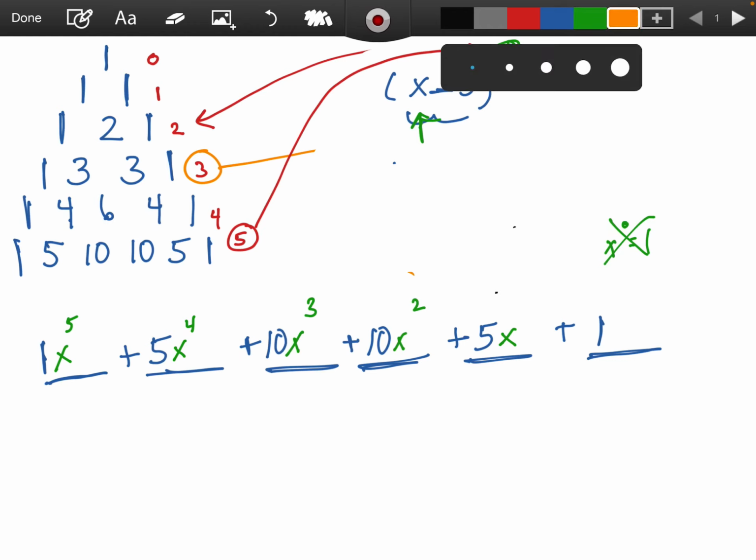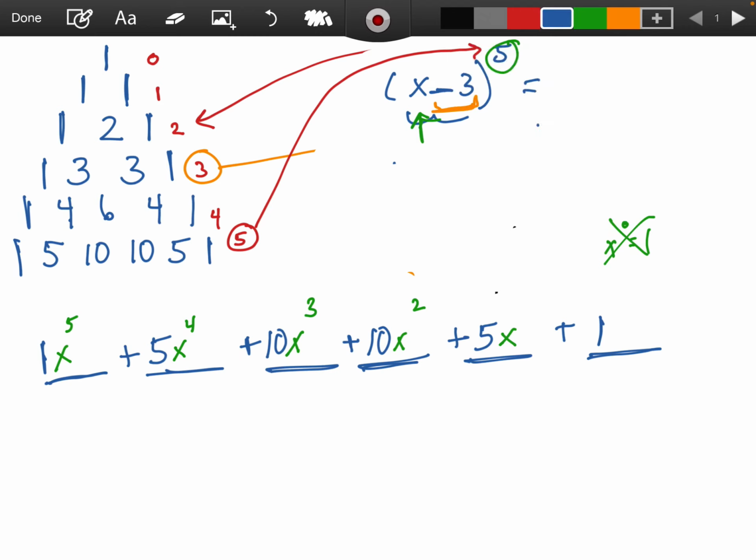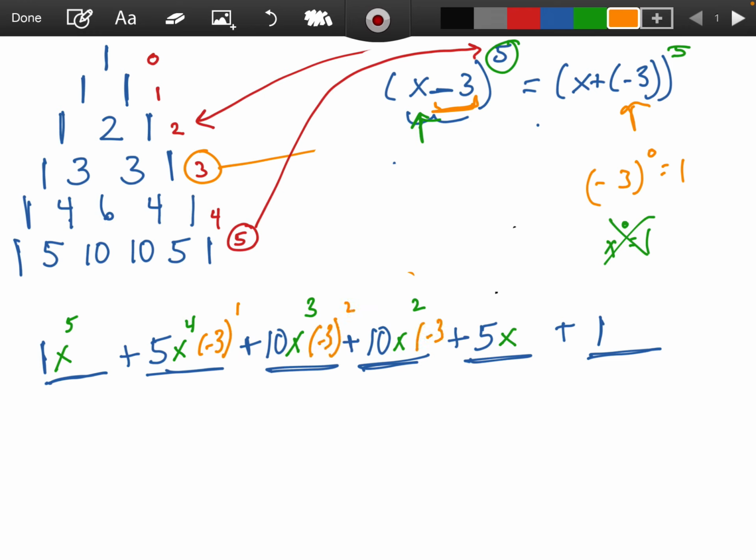Now I have to deal with this part here, and we could rewrite this. This is the same thing as x plus a negative 3 to the 5th power. So the thing I need to work with is negative 3. Negative 3 to the 0 power still equals 1, so I don't need to write anything here at all, but I do need to come here. It's going to be negative 3 to the 1st power times negative 3 squared times negative 3 cubed times negative 3 to the 4th times negative 3 to the 5th. And I know I did it right because I got 5th and 5th.